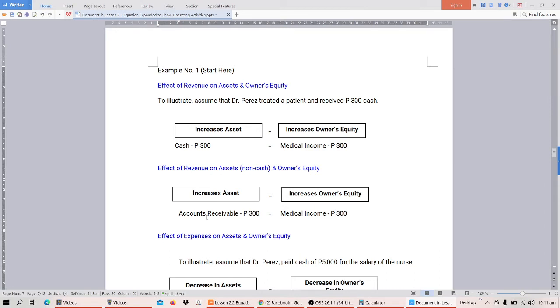So this is the effect of revenue on assets, non-cash, because we assume that there was no cash collected when the patient was treated. So accounts receivable will be 300 equals medical income amounting to 300. Okay, so let's proceed.